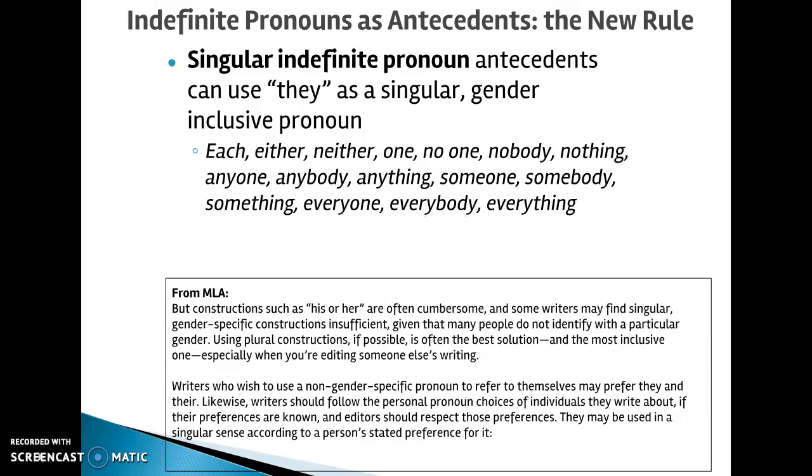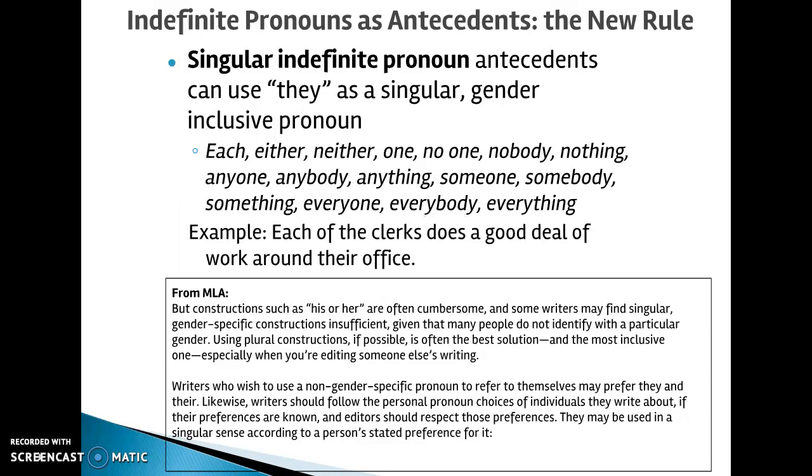They also go on to say that writers who wish to use a non-gender specific pronoun to refer to themselves may prefer they and their. Likewise, writers should follow the personal pronoun choices of the individual they write about, if their preferences are known. They may be used in a singular sense according to a person's stated preference for it. So if you know that a person identifies as male or female, and you're referring to each person and you know that's the case, you could use the male or female pronoun. But if you're not sure, it's best just to default to their, even though those indefinite pronouns are considered singular.